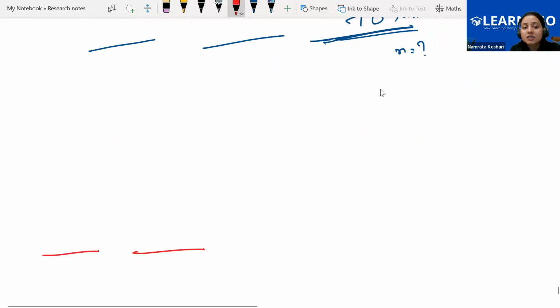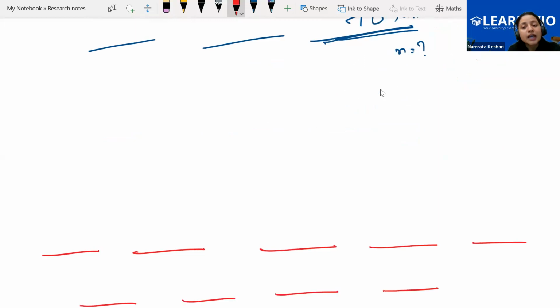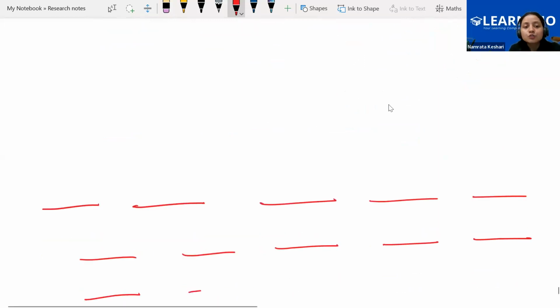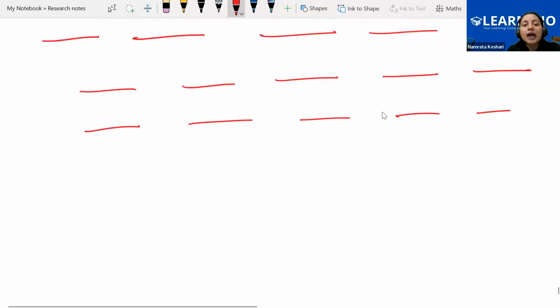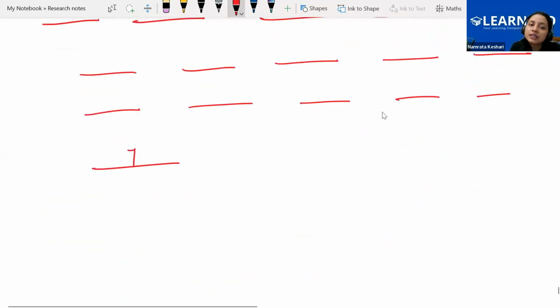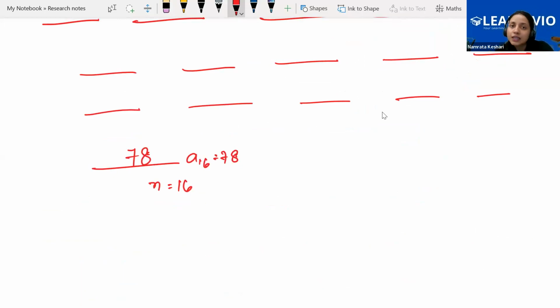Like this, blank spaces are there. 1, 2, 3, 4, 5, 6, 7, 8, 9, 10, like that. Then 11, 12, 13, 14, 15. And at 16th place, 78 is sitting. Here n is 16 and A16 is 78. Any confusion in between n and an? Any confusion to anyone? No, ma'am.